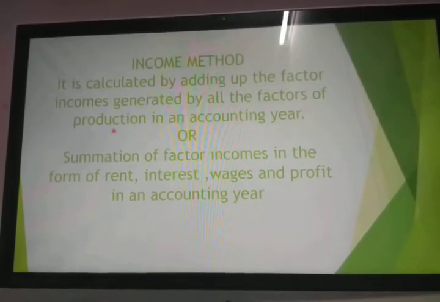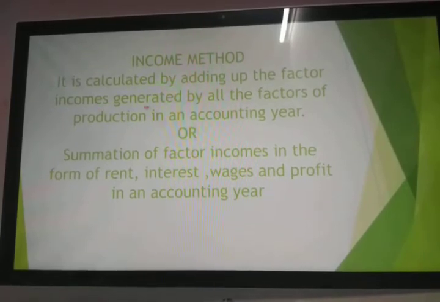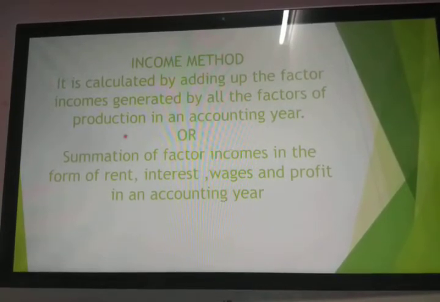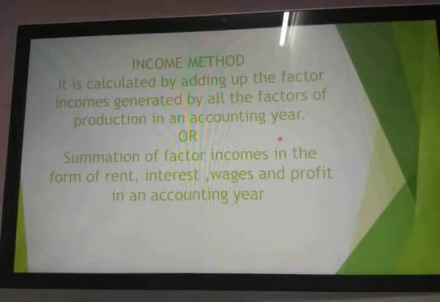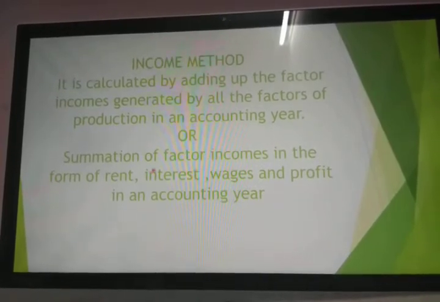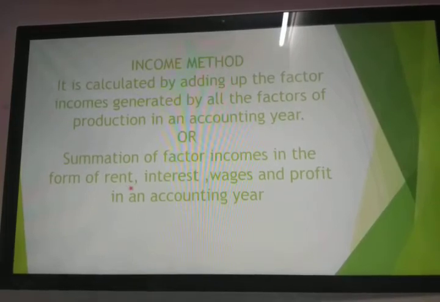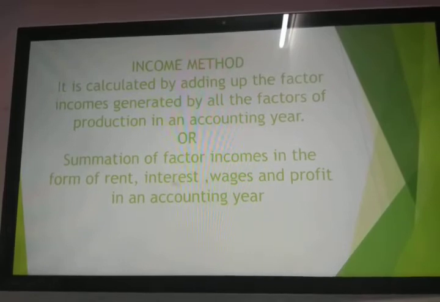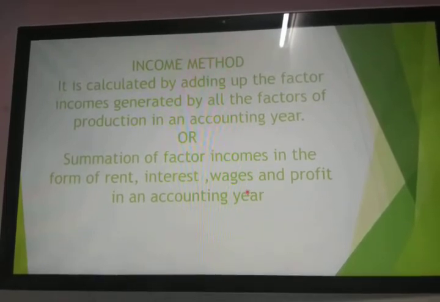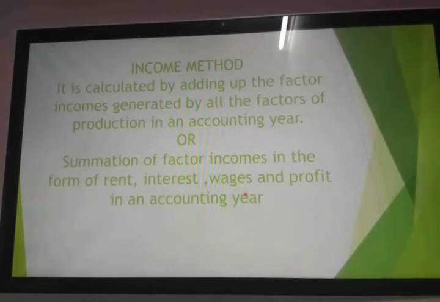But instead of domestic territory, if we consider incomes generated by all the factors of production by the normal residents of a country in an accounting year, then it becomes national income. To be more precise, it is the summation of factor incomes, that is rent, interest, wages and profit. By adding all these factor incomes, we can arrive at domestic income and national income.